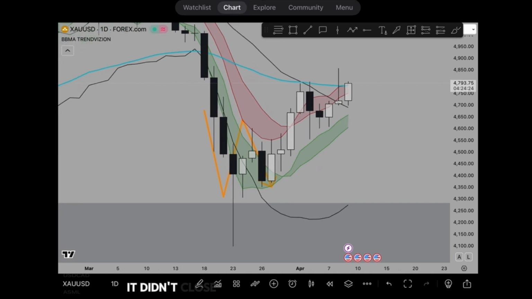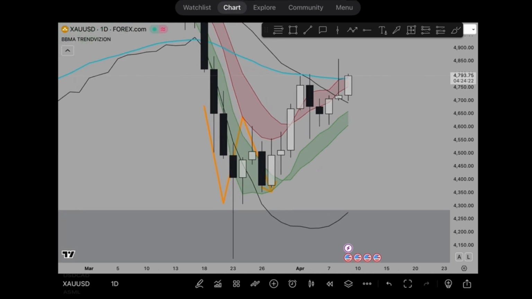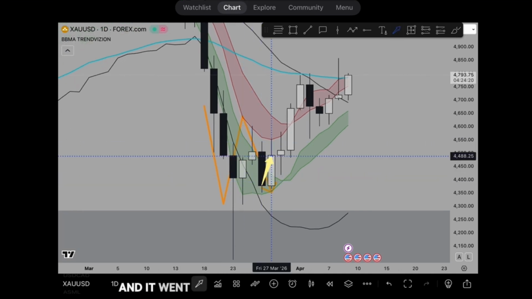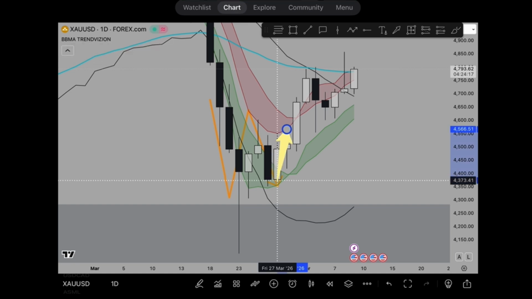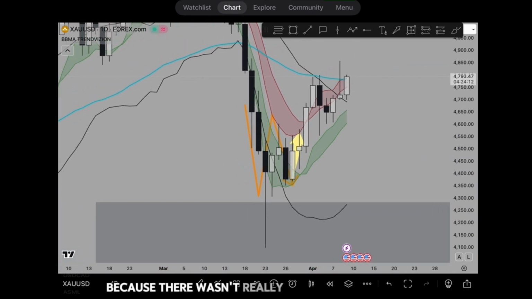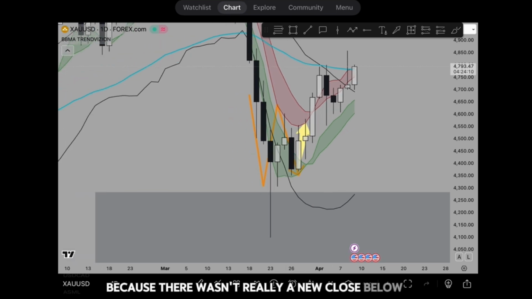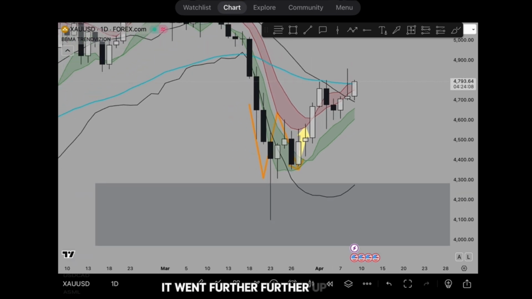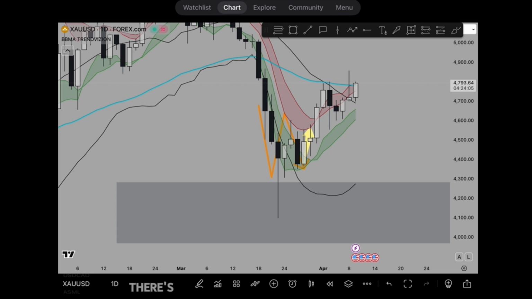So from there, it didn't close below the moving average low, and it went up again to the high moving average. And because there wasn't really a new close below, it went further up, because there's not really momentum downwards.